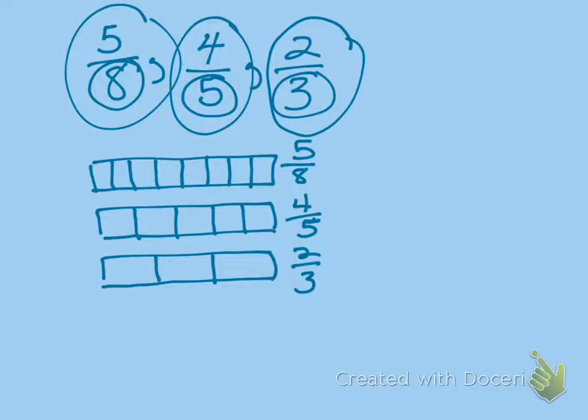And you can see that my 4/5 isn't perfect and my 2/3 isn't perfect, but it gives us a good enough idea. So here is what I would like you to do. I want you to pause the video and I want you to color in 5 of those sections, 4 of those sections, and 2 of those sections.